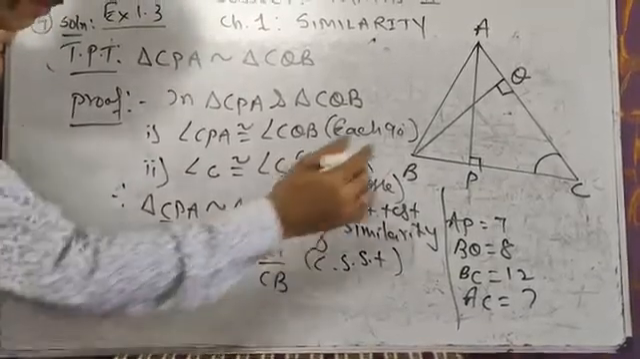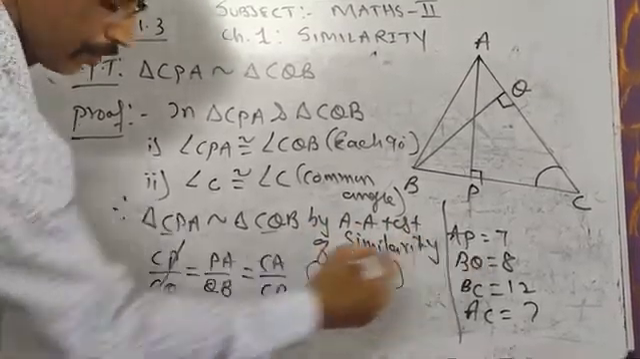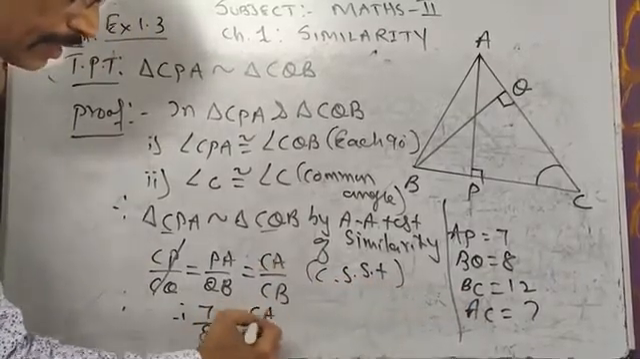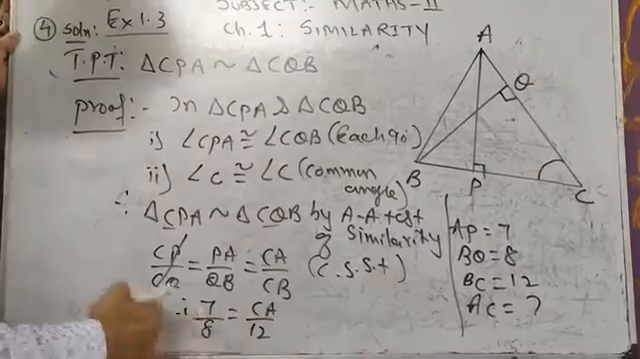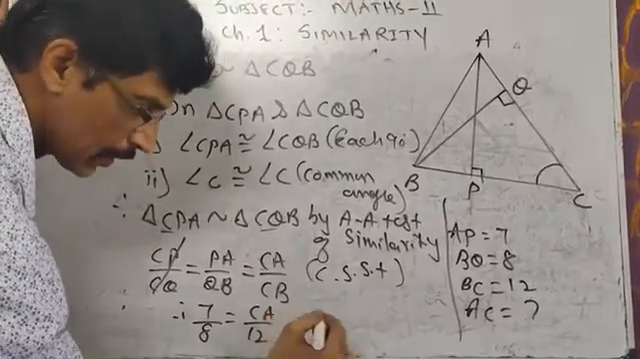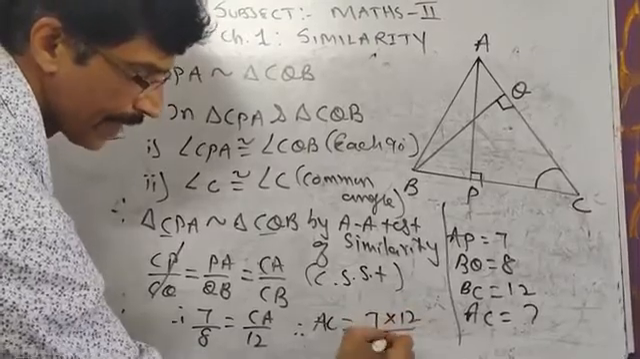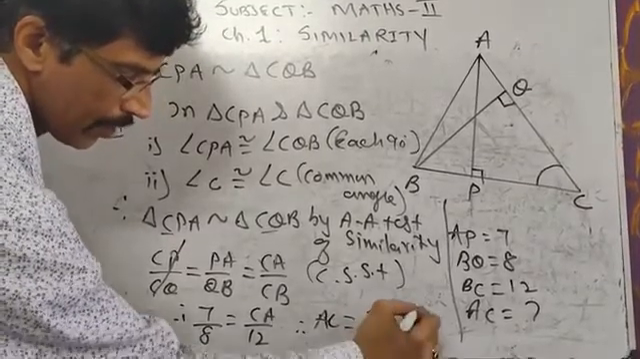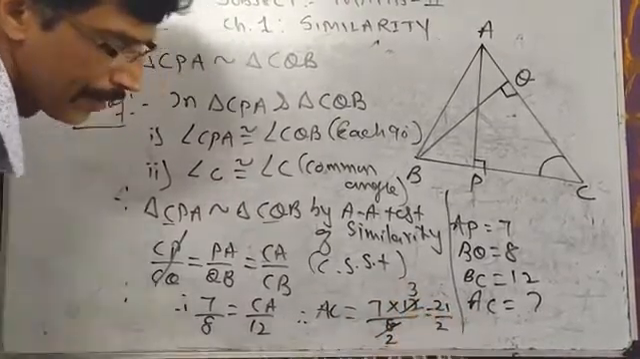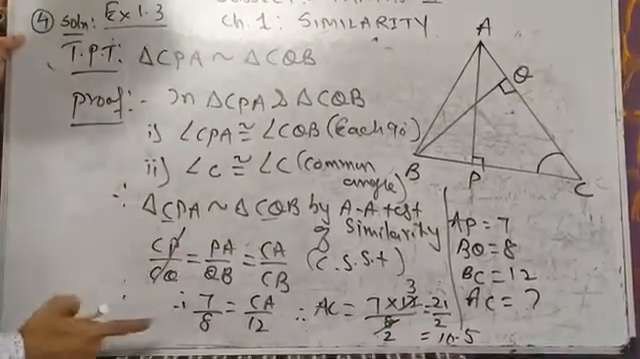PA is 7 upon QB, BQ is 8, CA we have to find out, and CB is 12. By cross multiplication we can find out CA also. So therefore CA, or you can write AC also. AC is equal to 7 into 12 upon 8. 4 2s are 8, 4 3s are 12. 7 3s are 21. 21 upon 2. 21 upon 2 means you know very well 10.5. So answer for AC will be 10.5.